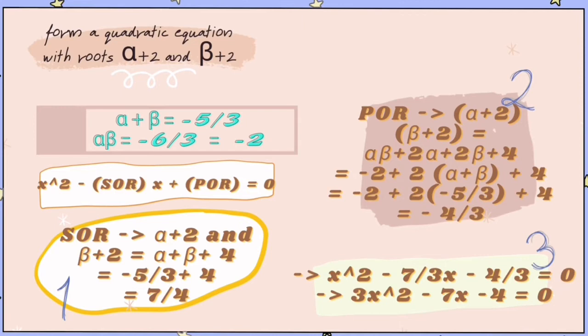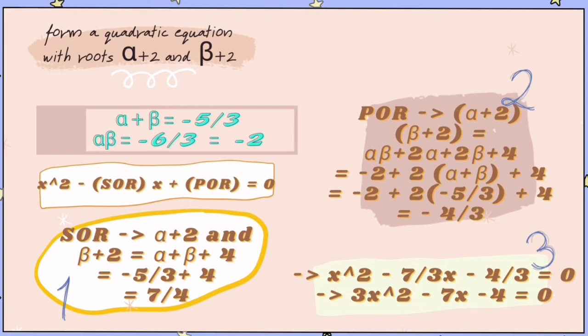So now we need to add alpha plus 2 and beta plus 2 to get the new sum of roots. So alpha plus 2 plus beta plus 2 equals alpha plus beta plus 4. We need to insert the sum of roots from the given equation. So it will be negative 5 over 3 plus 4, which equals 7 over 3. So 7 over 3 is the new sum of roots for the new quadratic equation.